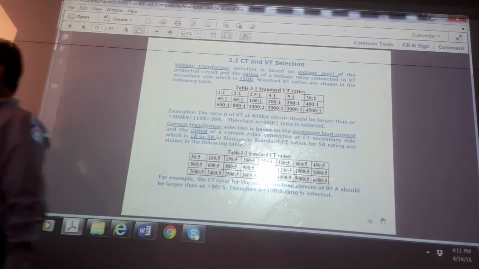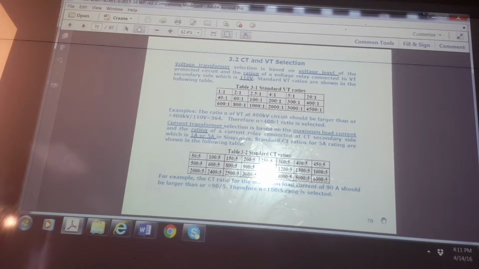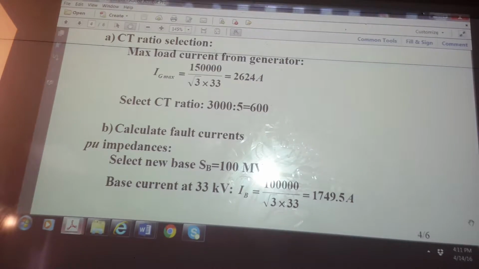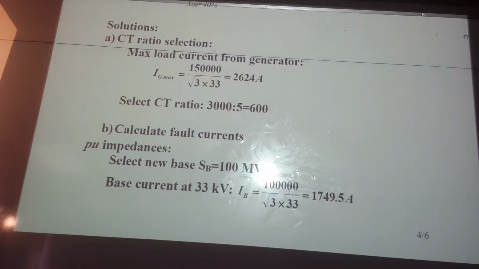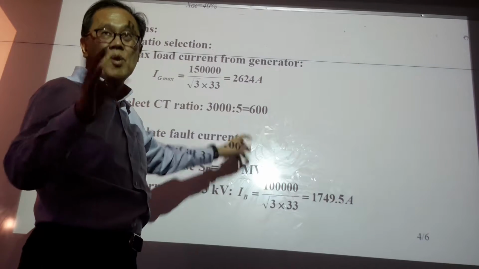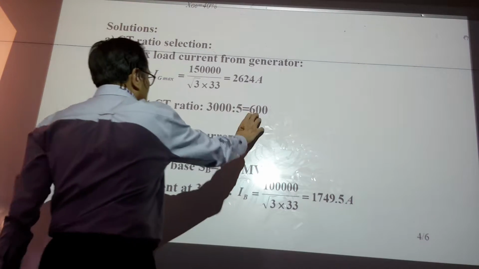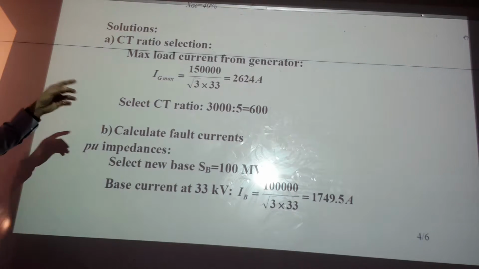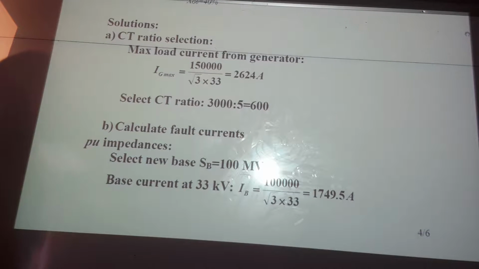So it's 3000:5 that you must choose, because our current that we compute is 26 something. Correct? Okay. So with that understanding, this is why we are choosing our CT ratio to be 600, because 3000:5. The other side is always 5 because our relay is designed for 5 amp operation. So 600. That means later on when you compute the current on the secondary side, the primary current, you must divide by 600.